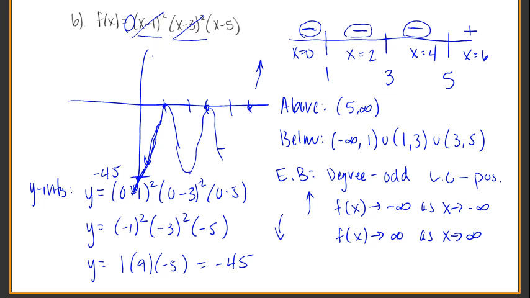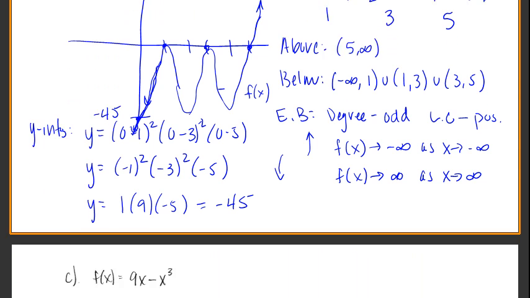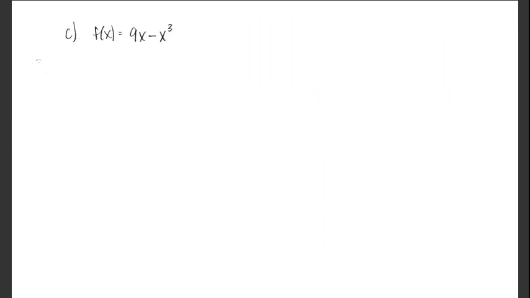Finally, at 5, I go from below to above. That's telling me when I have a true cross through my x-axis. So right here is a good estimate, again, of the function. We might not know how low these dips go, but this is a really good estimate of it. All right, let's go to example C.